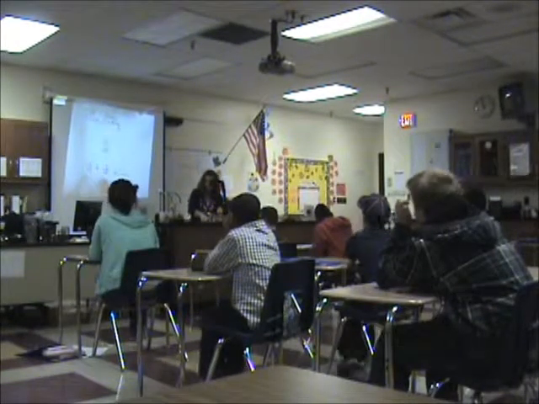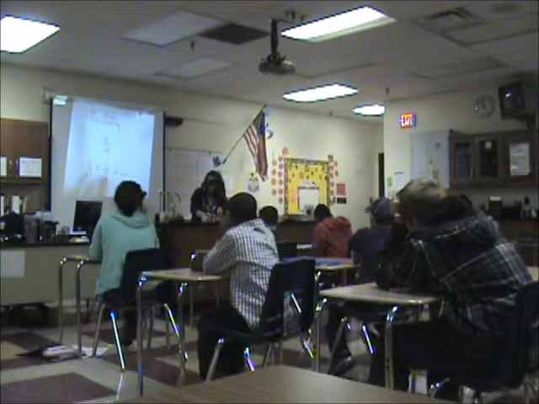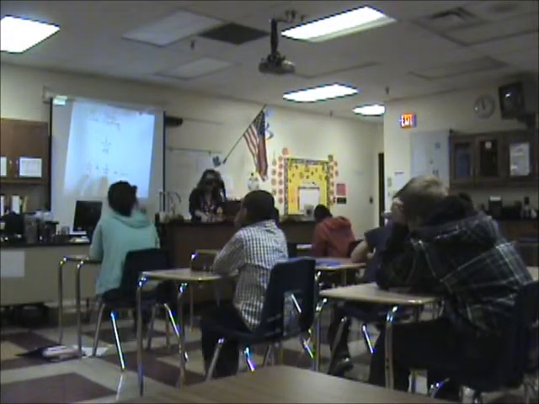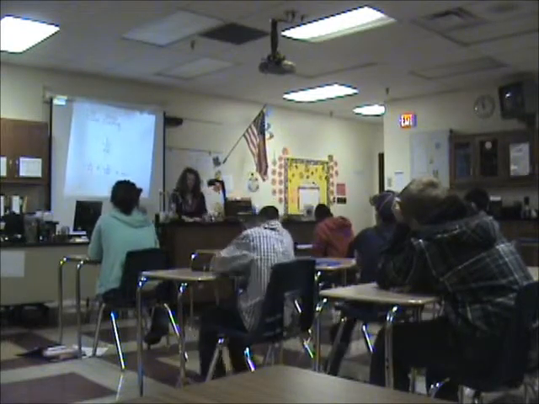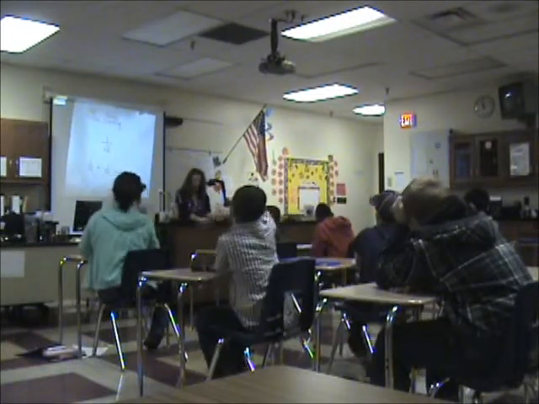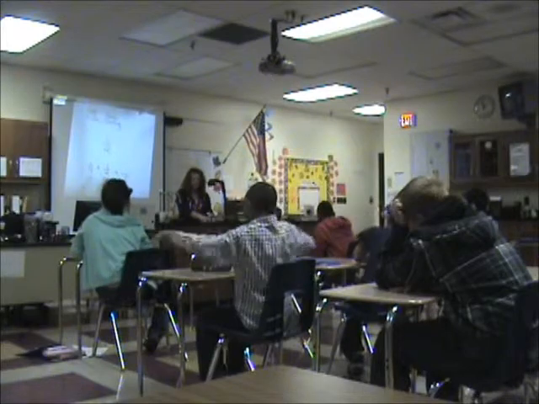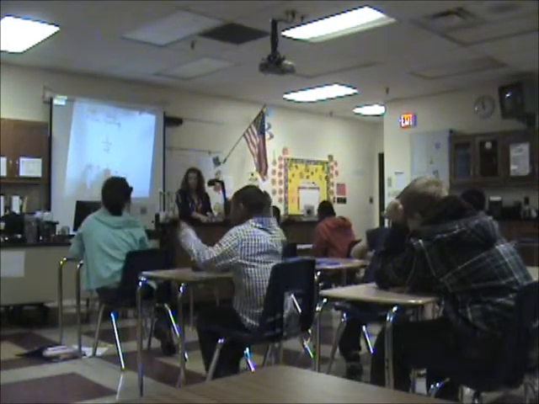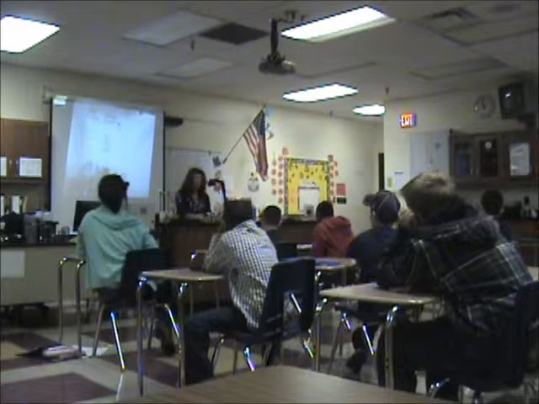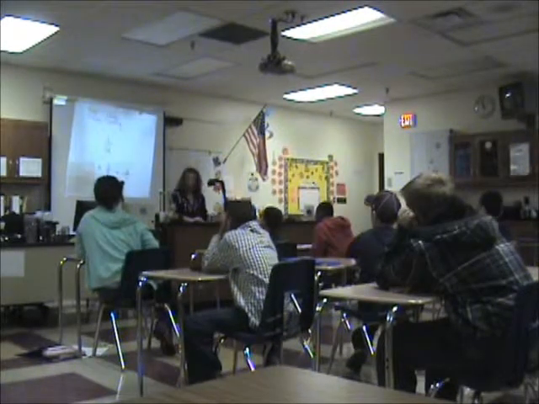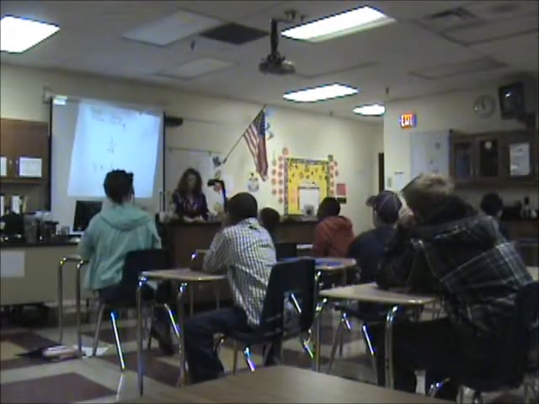So if we add these together, what is our denominator going to be? A 4. What's this number right here? A 4. So this number stays the same. But we're going to add those together, which is going to be 2. So we add 1 plus 1, that equals 2. 2 fourths. Very good. So it would be 2/4.